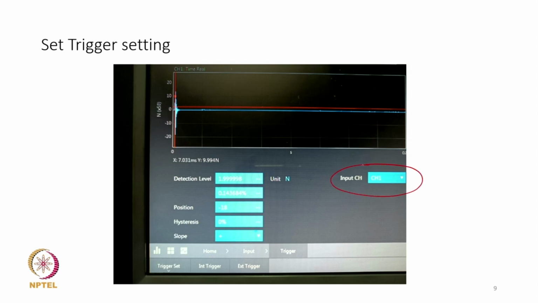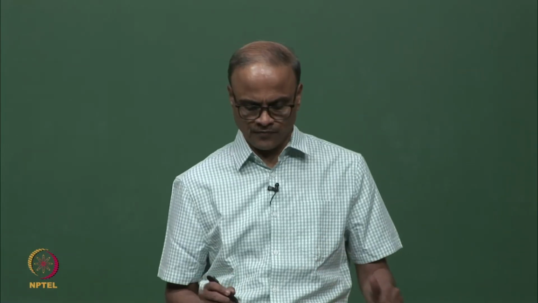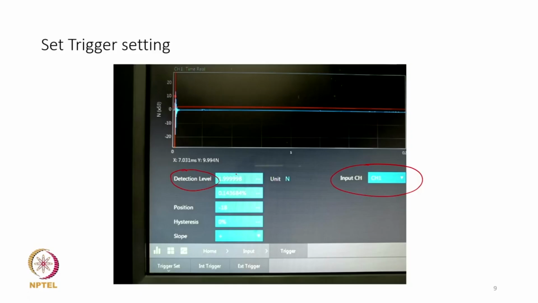So therefore this basically says that the channel 1 signal has to be used to determine when the measurement would be assumed to be triggered, how the triggering would be decided based on the signal from channel 1. And then the one parameter related to trigger is the detection level, right. So detection level is the level of the signal at which the trigger would be set on. In this case we have taken around 2 newtons.